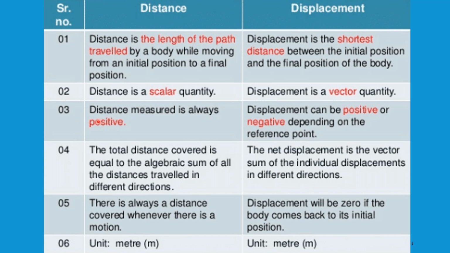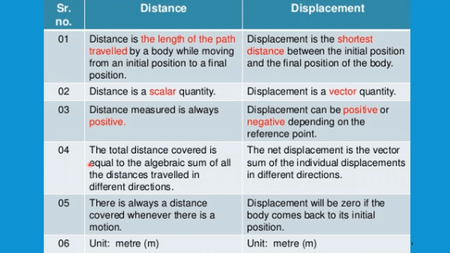Then third one, distance measured is always positive, because when a body is in motion, it will cover some distance. Therefore, distance is always positive, but displacement can be positive or negative depending upon the reference point. According to the reference point, displacement sometimes may be positive, sometimes negative.